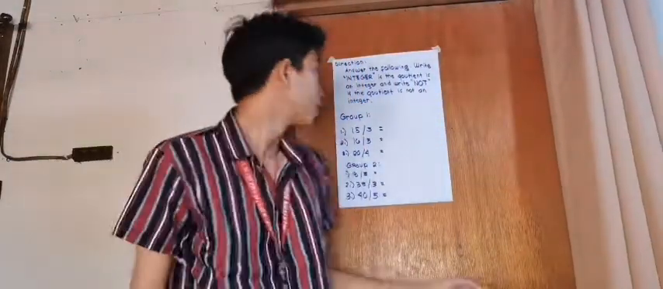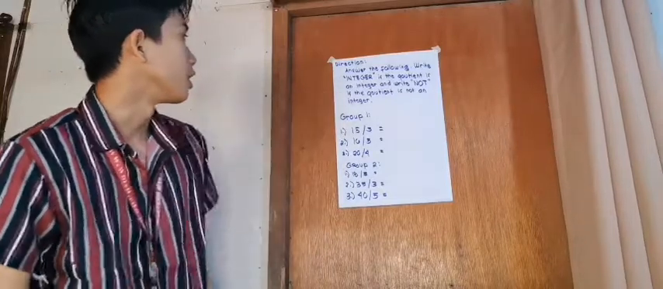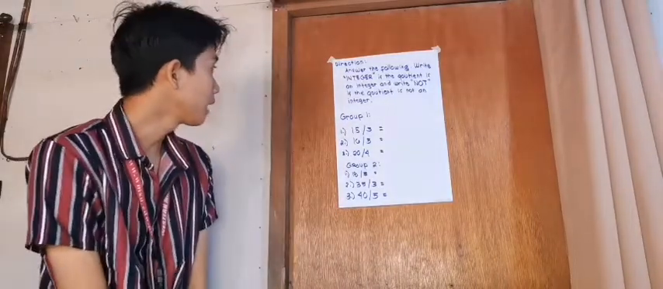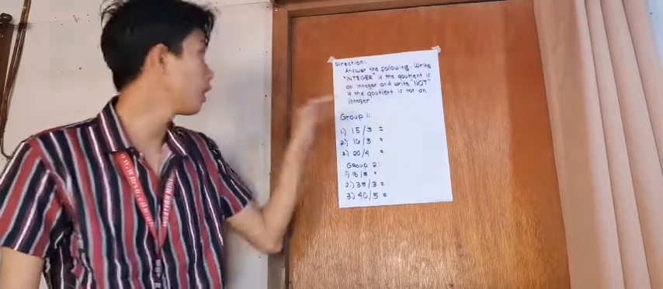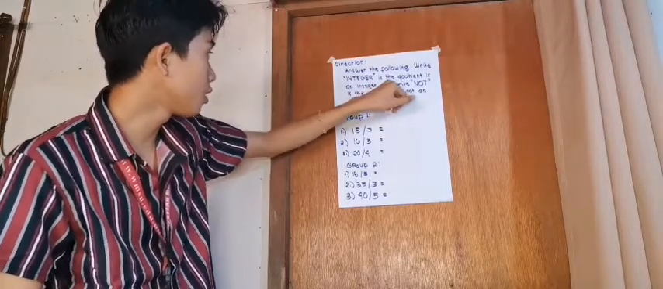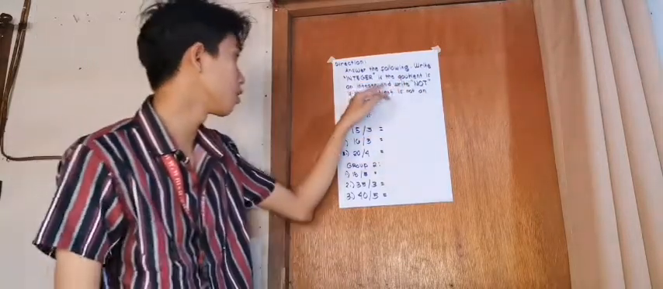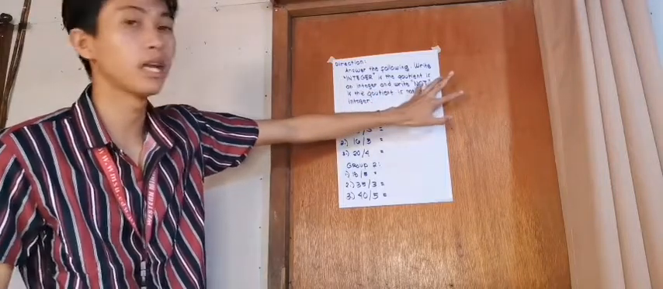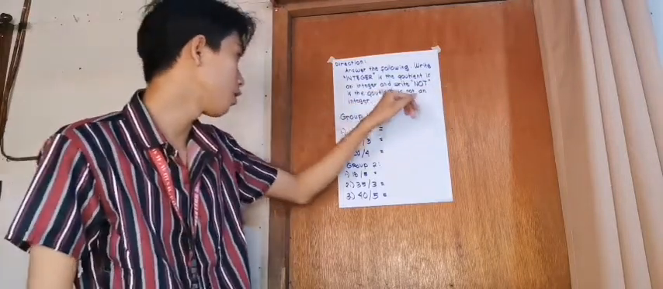This row over here, from the left row to the right row, these are your groups. So group 1 and group 2. I have given equations here. Directions: answer the following. Write integer if the quotient is an integer, and write not if the quotient is not an integer. For group 1: number 1, 15 divided by 3. Number 2 is 16 divided by 5. Number 3 is 20 divided by 4.